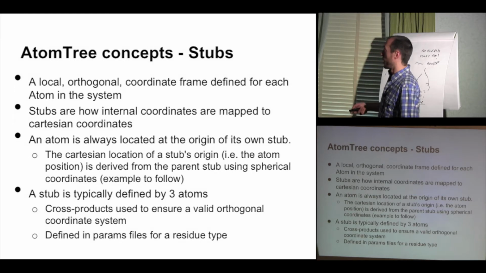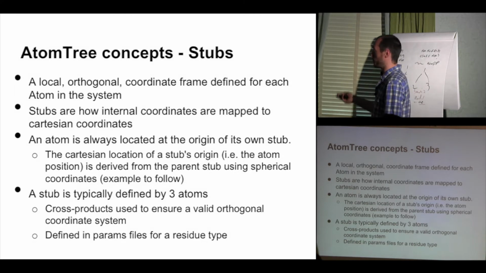And the Cartesian location of a stub's origin, which is the atom's position, is derived from its parent stub using spherical coordinates. That's a little confusing. We're going to go through an example of that. And a stub is typically defined by three atoms.